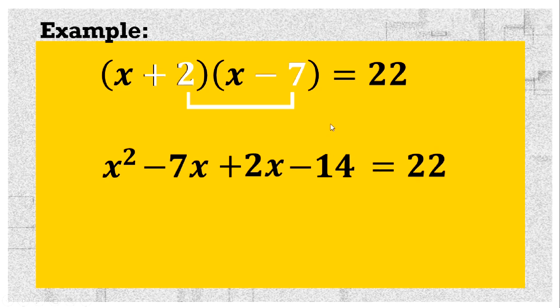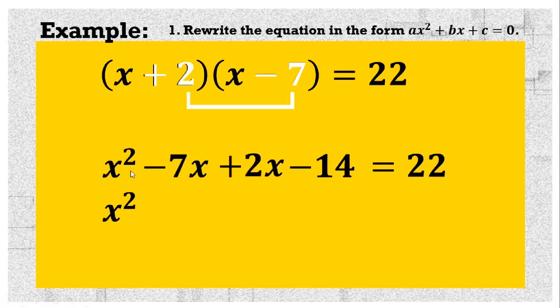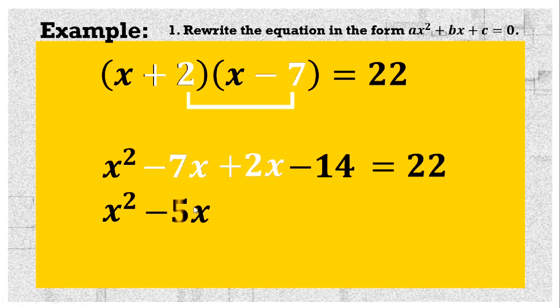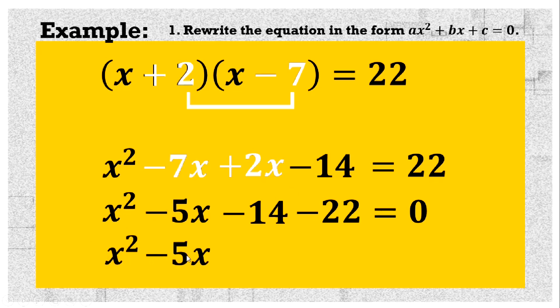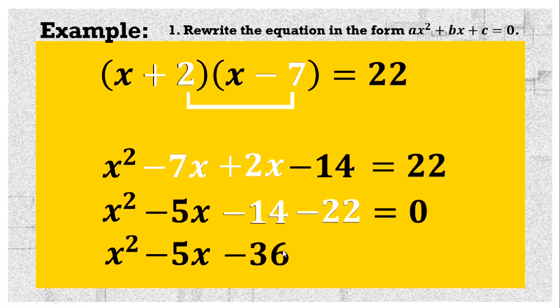So, this time, punta na tayo sa first step natin, which is rewriting the equation in the form ax squared plus bx plus c equals 0. So, we have x squared. We have negative 7x plus 2x is negative 5x. Then, we have negative 14. Transpose natin si 22 sa left side. We will be having negative 22 equals 0. Simplifying, we have x squared minus 5x, negative 14 minus 22 is negative 36 equals 0.